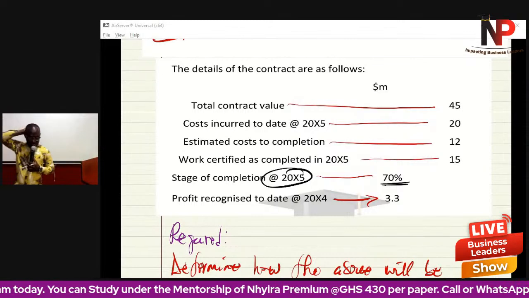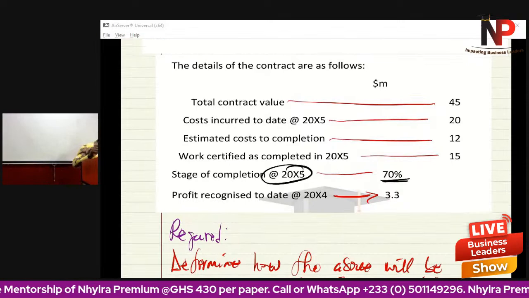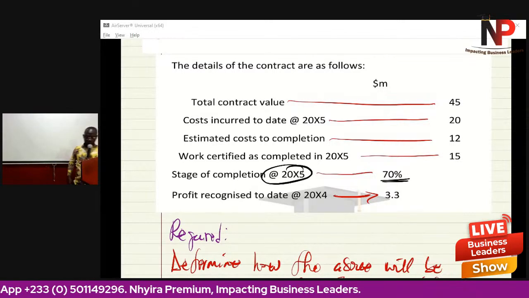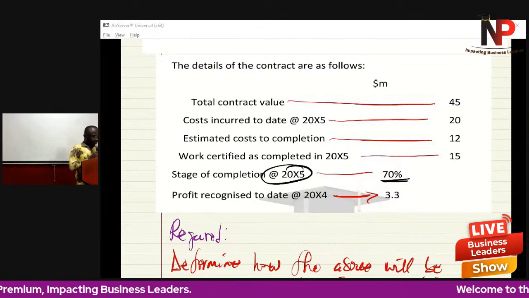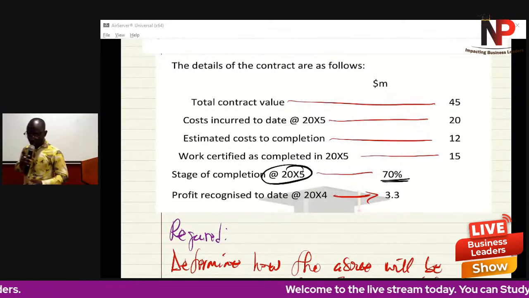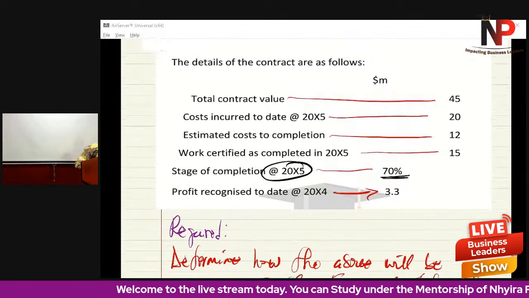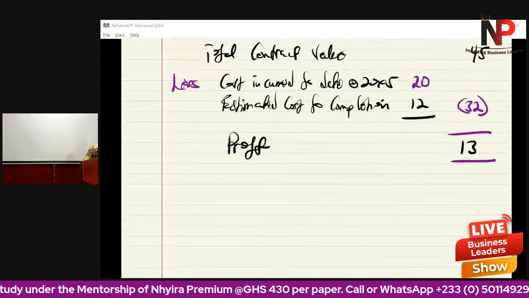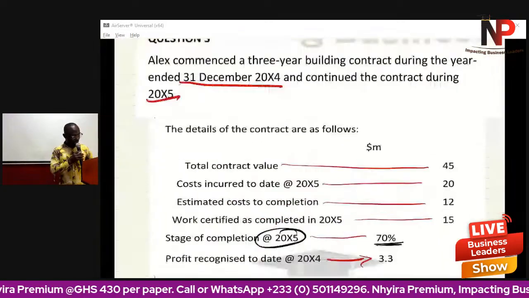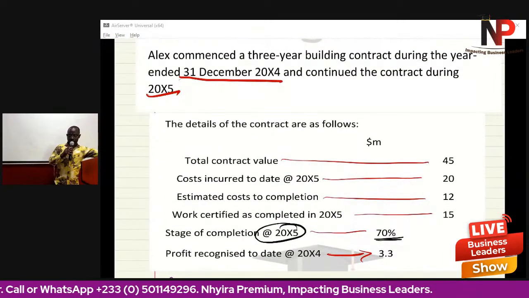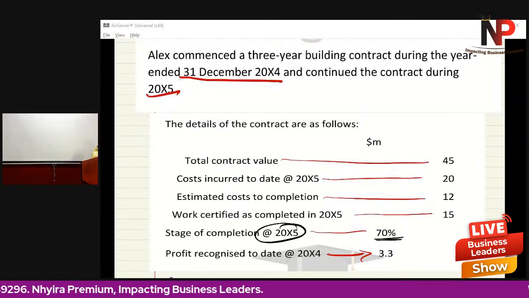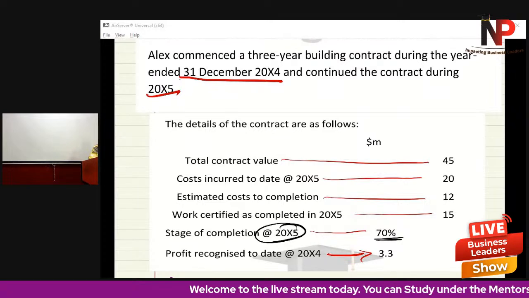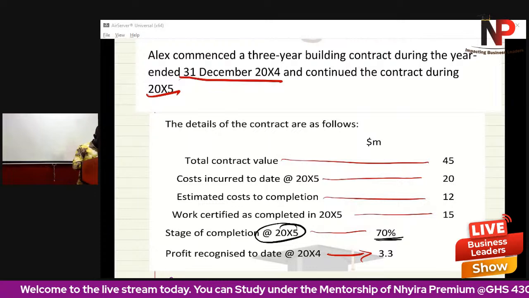Now, be careful here and stay with me very carefully. They have done 70% of the work. So if I have done 70% of the work, the question we ask ourselves is, how much do we recognize as revenue? Now, if we go back, the profit is this. The contract started in 2014, to the year ended 2014. And now we are in 2015. So technically, the contract has been done for 2 years.